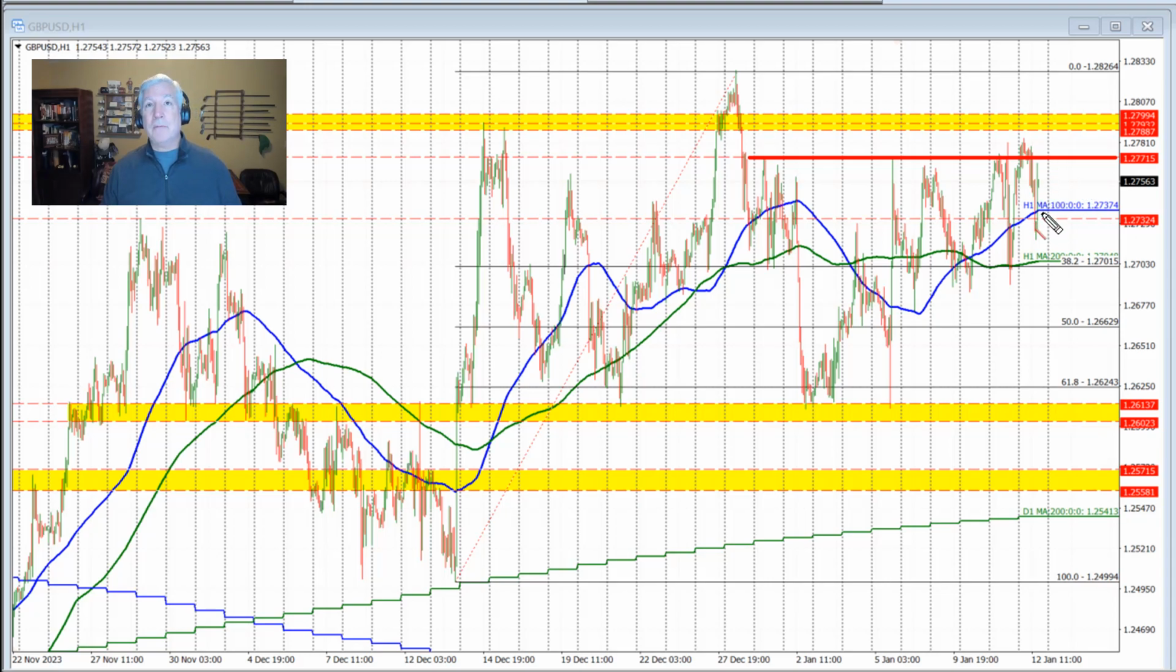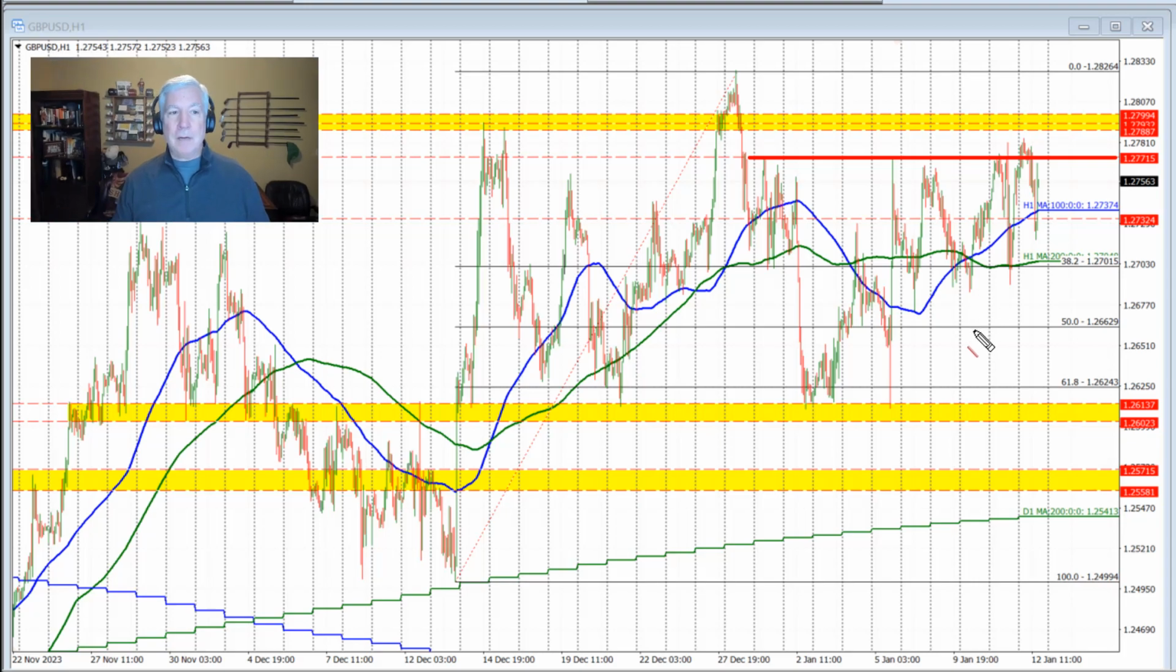On the downside, if we break back below the 100-hour moving average, I guess you go with it, but every time the price moves below the 100-hour moving average, it's not for long, so be aware of that dynamic.